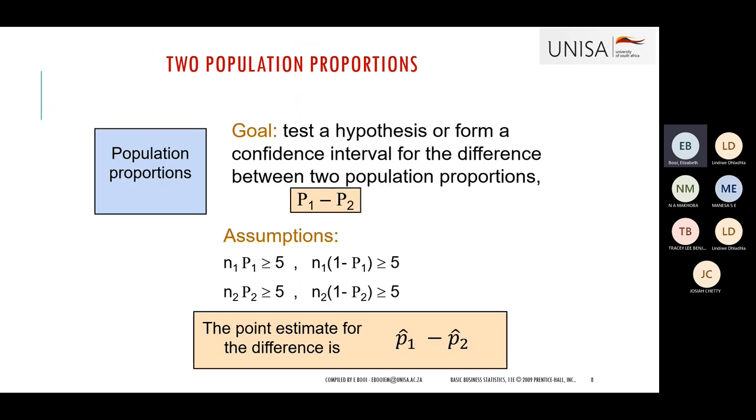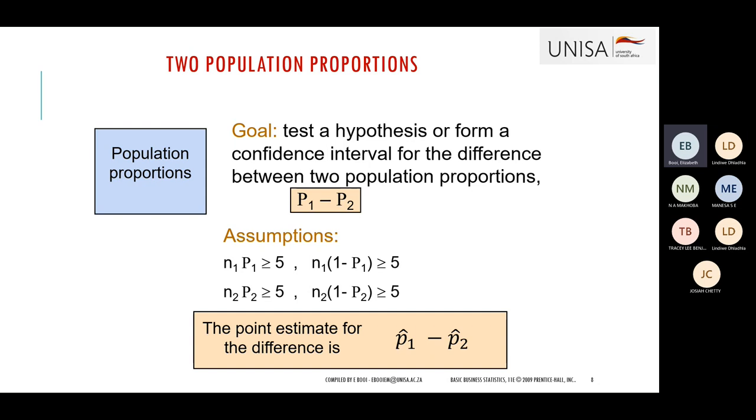With any hypothesis testing, there are some assumptions and some goals, and you need to know what you need to be proving. In terms of the proportion, the goal is to test the hypothesis or form a confidence interval for the difference between two populations. So we say population one is equal to population two, or population one and population two have no difference. That is what we are testing.